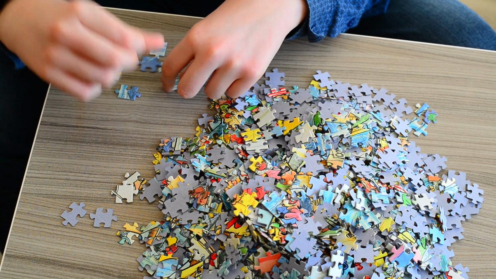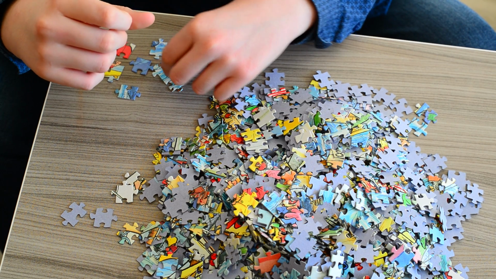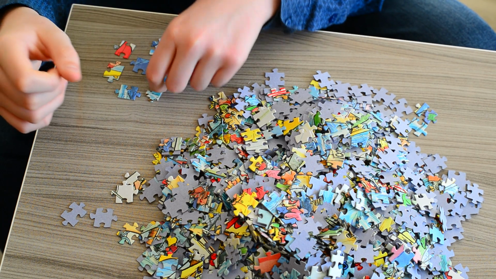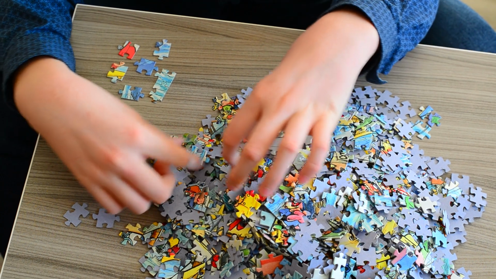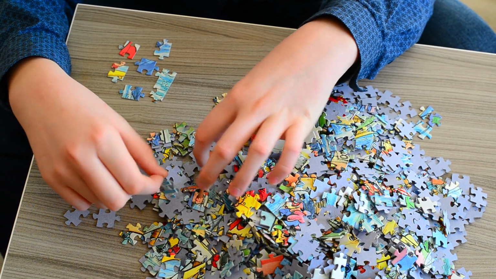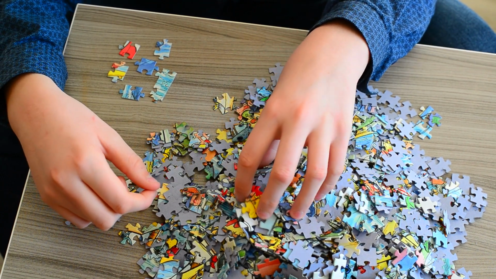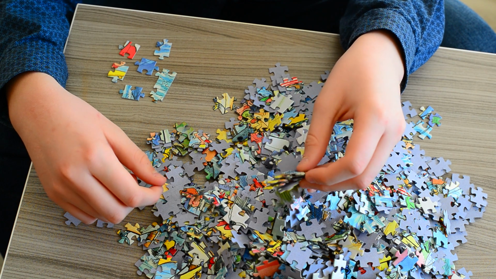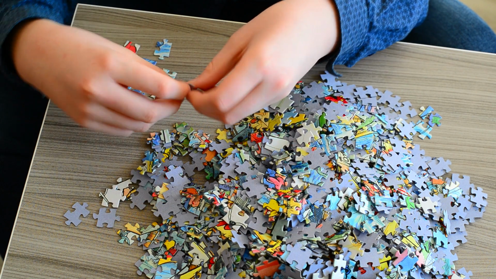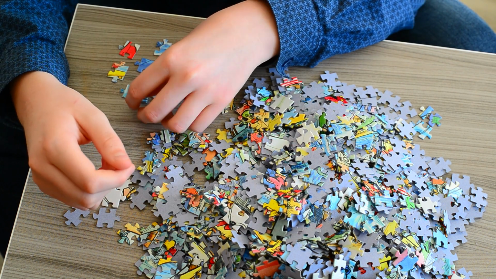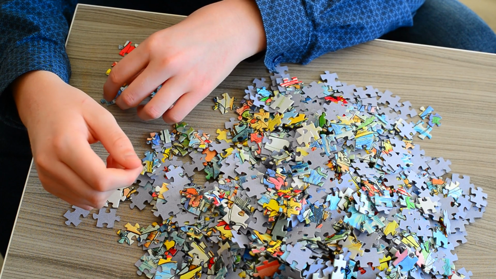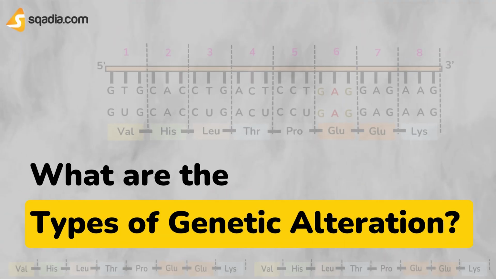Have you ever played a puzzle game? It's the game in which pattern arrangement and pattern recognition is involved. But if any single block is not arranged in the correct position, it will cause disarrangement of the whole game. Keeping this concept of placing puzzles at the right place, let's understand: what are the types of genetic alterations?